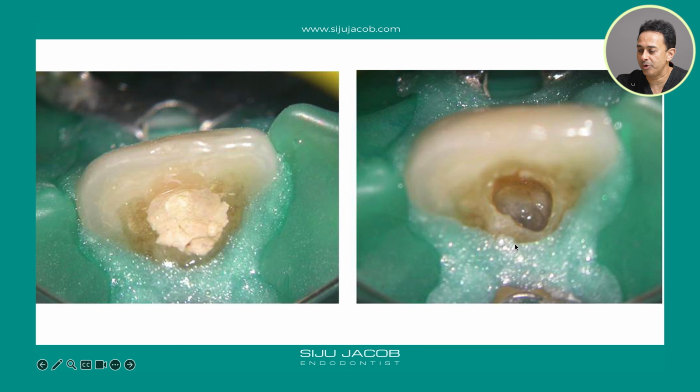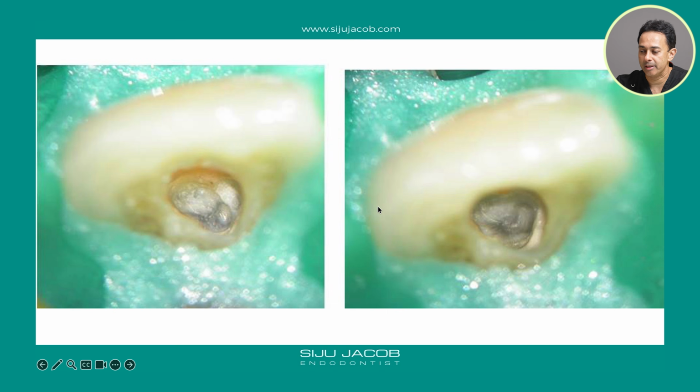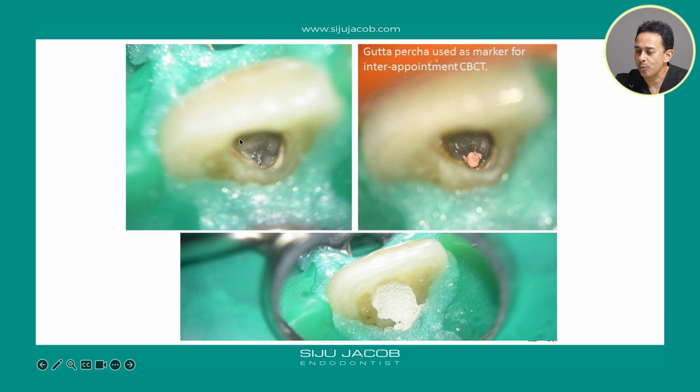So I removed the temporary, and when I looked inside, this is what I found. This is the access cavity that the previous practitioner had made. When you look at the access cavity under the microscope, the initial temptation is to drill down this darkened area, which is what we discussed in last week's video, if you remember. So my initial effort is to drill down this portion, but as I went down, I wasn't really sure whether or not I was on track.